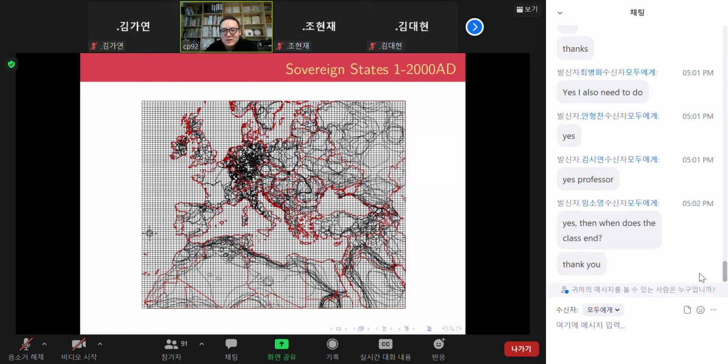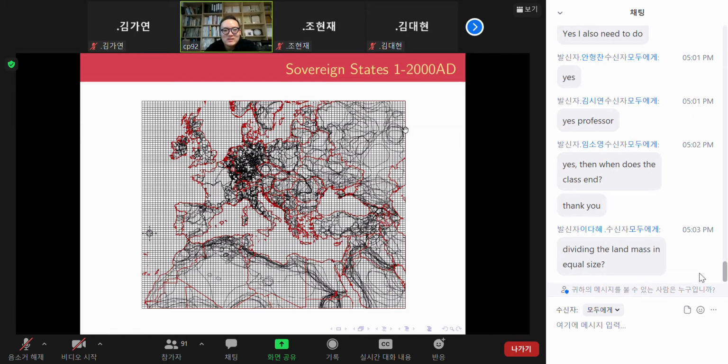I think I'm gonna start cold calling some of you because you had valid points before. Dividing the map in equal size. Yes, Idahe, correct. So, as Idahe 학생 said, what we're trying to do is come up with a unit of analysis for our empirical exercise, where for every unit, we're able to figure out how many sovereign state changes took place, right? But in order to do that, we want to come up with a unit that is equal size for every region that we can cover.